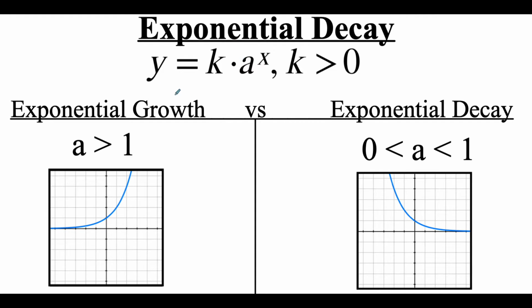When we're dealing with an equation in this form, that k value typically represents your initial amount. Especially when we're talking about real-life models, that's your starting amount of whatever it is that you're dealing with. And then your a value base is your growth or decay factor, depending on if it's bigger than 1 or if it's some fraction or decimal number.